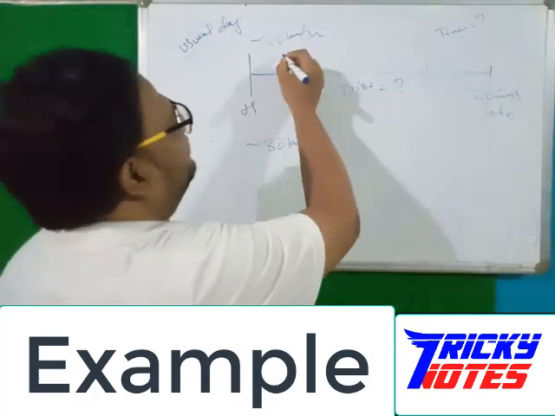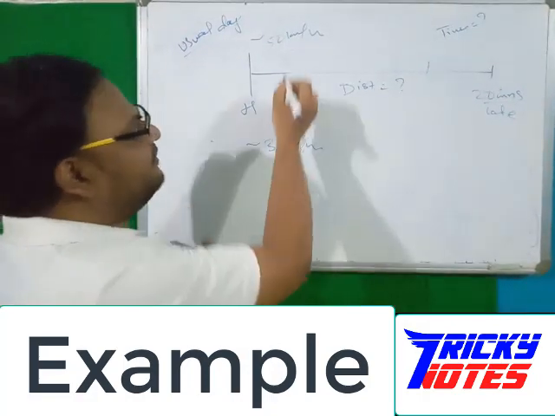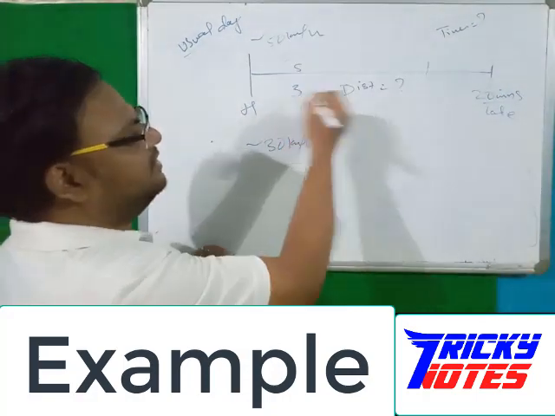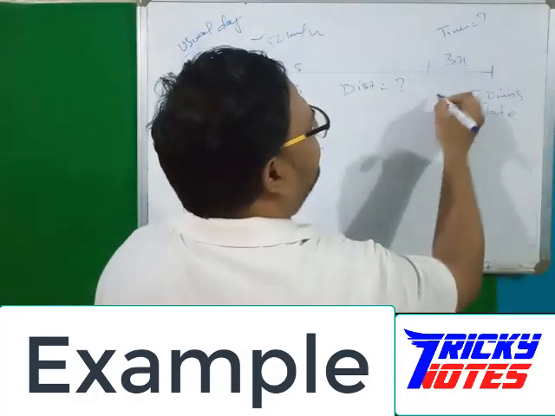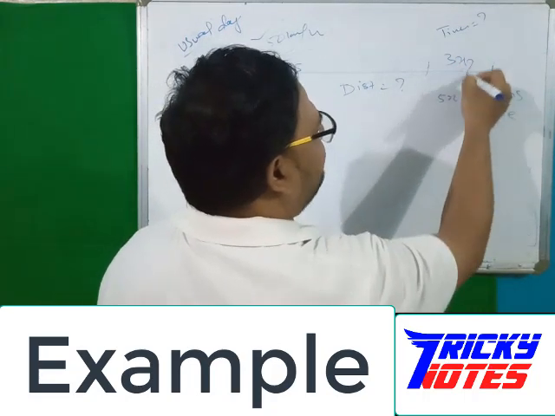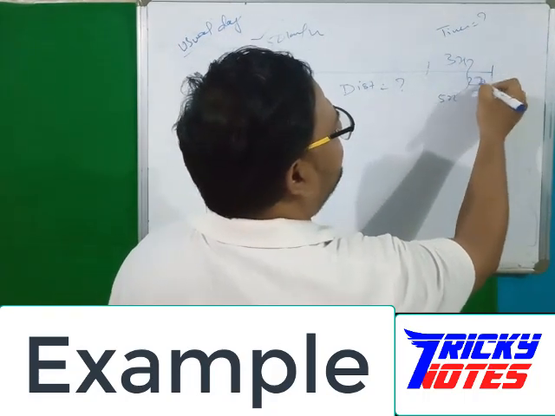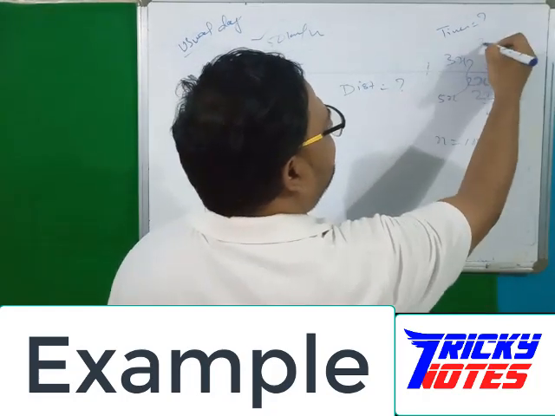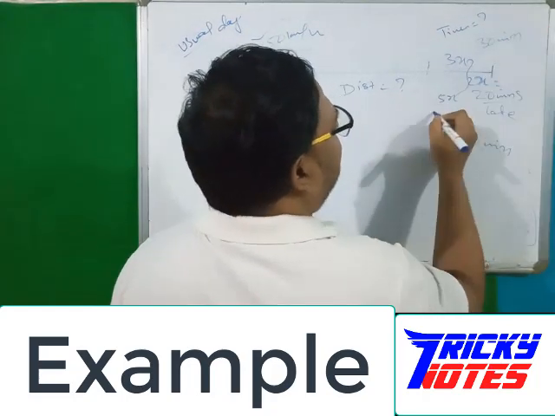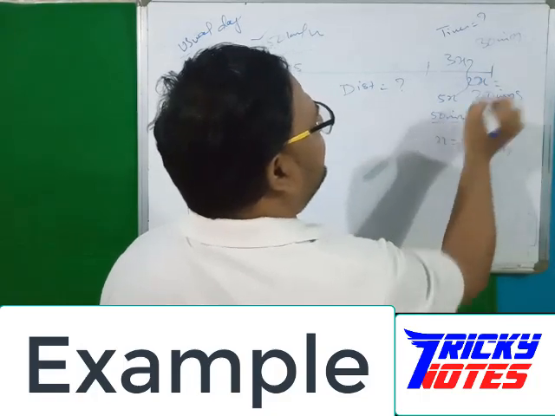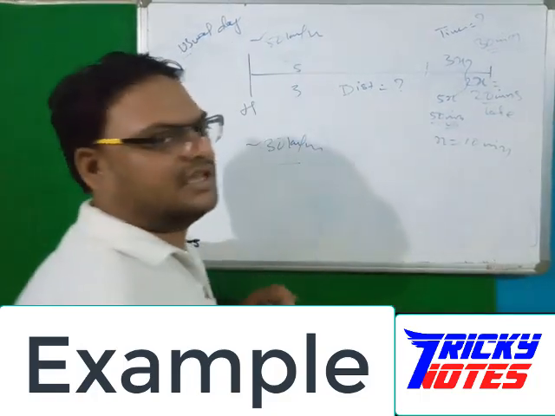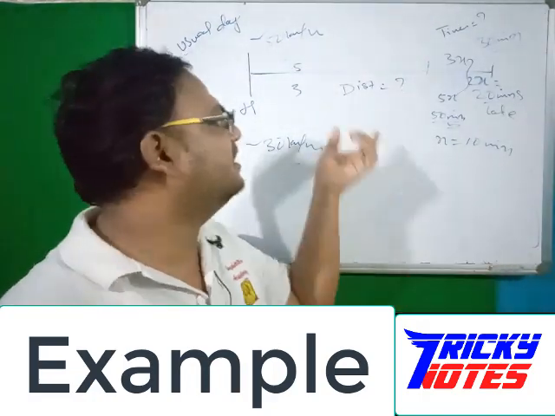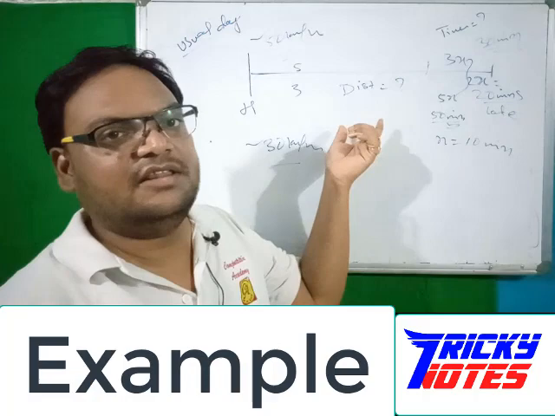Now this 50 km per hour, 30 km per hour. Now this is 5:3. So the time will be 3:5. This is 3x, this is 5x. 2x is equal to 20 minutes. X is equal to 10 minutes. So this is 30 minutes. This is 50 minutes. So every day he was taking 30 minutes. Today he is taking 50 minutes. We got the time. But time is not our question. Our question is distance. Find the distance.